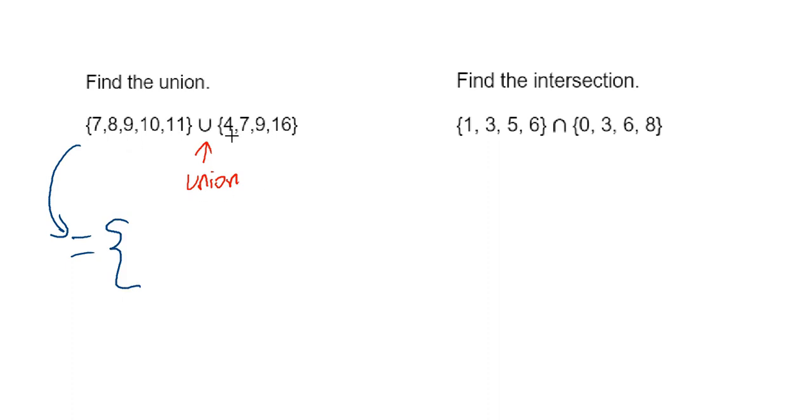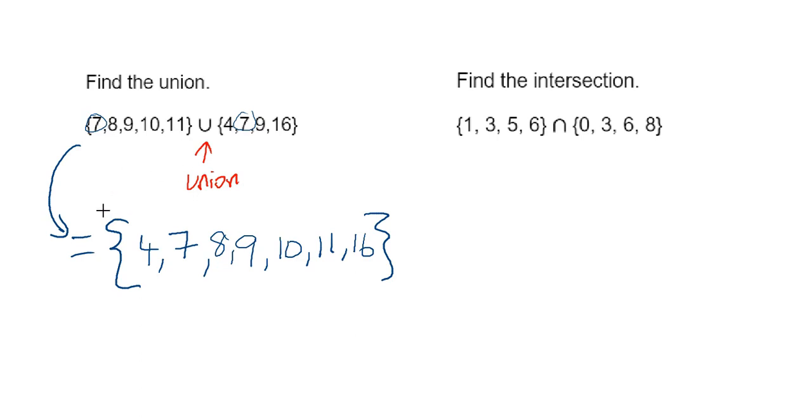I'm going to combine it all together into a single set, and we'll try to keep it in numerical order. Of these two sets here, the lowest number, the one I want to start with, is the number 4. And so I'll put that first. And then the next highest number would be 7, which you'll notice occurs in both sets, but I'm not going to duplicate it in the new set. I'll just write it one time in the new set. And then we have 8, and we have 9, and then we have 10, and 11, and then 16 would be the largest number. So we just join these two sets together by putting all the elements from each individual set together into a single set. And this would be the union.